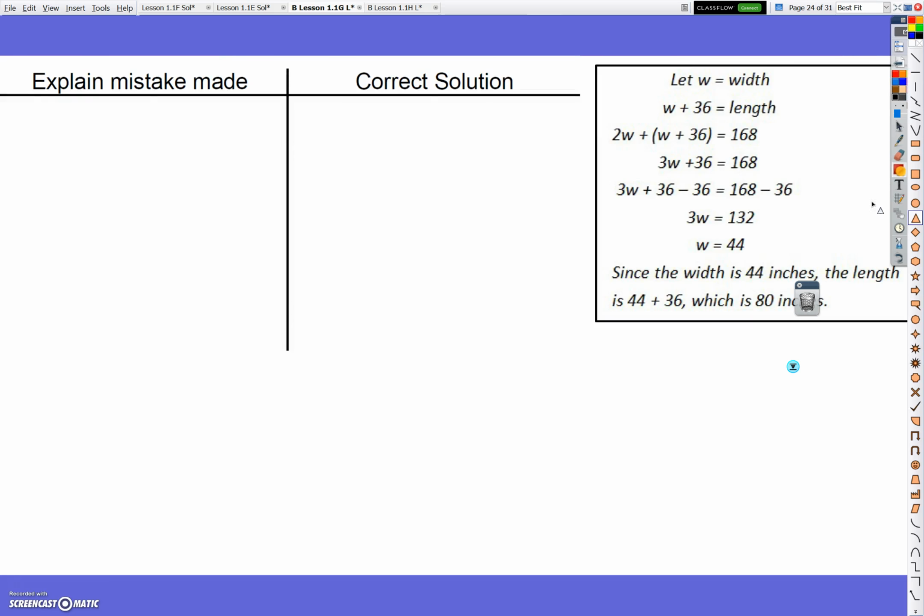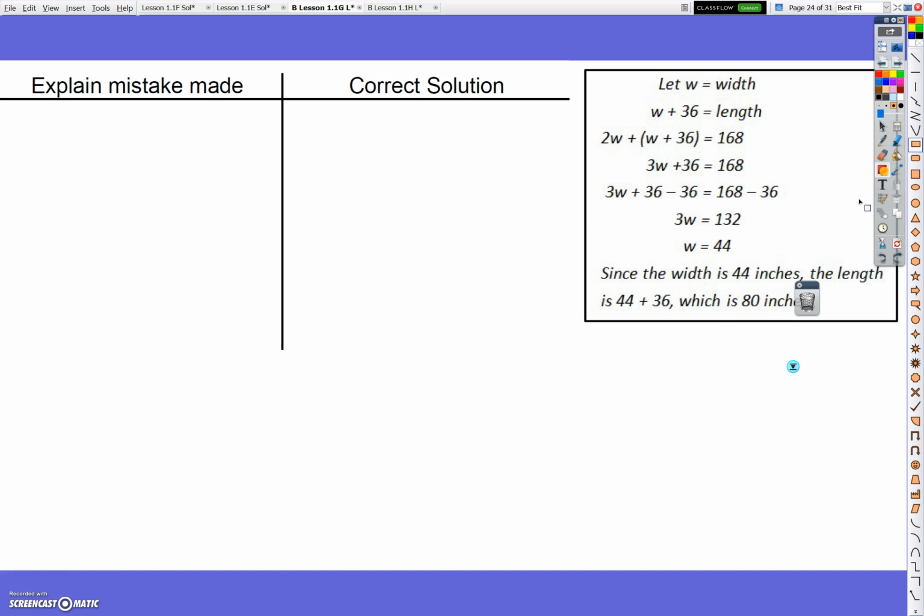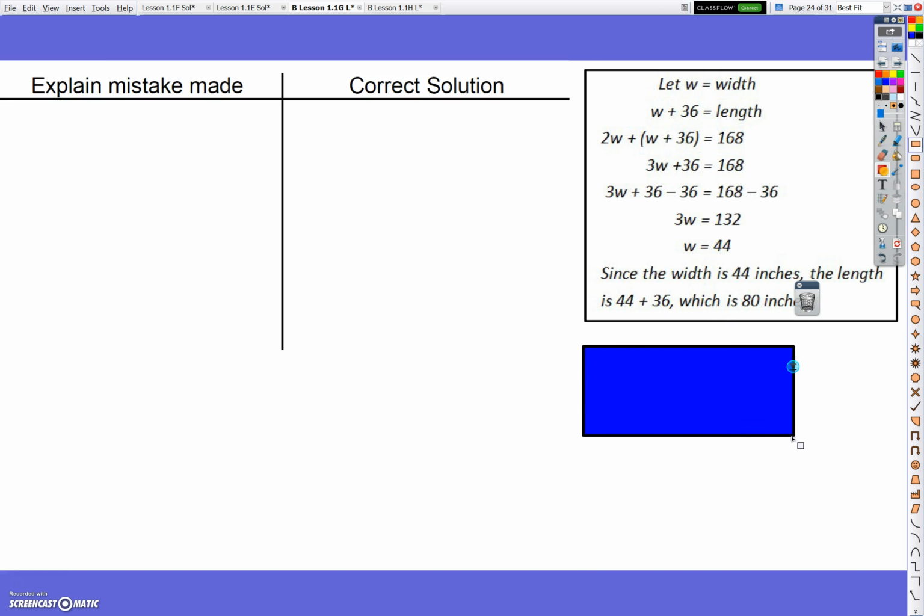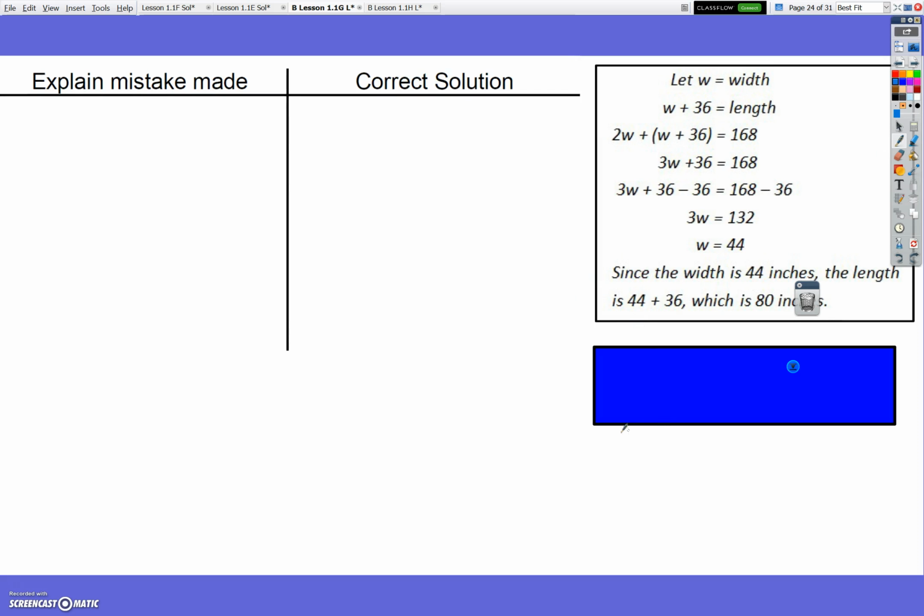Really quickly, what I always do is I draw a rectangle. So this is my kitchen table. It says the length is 36 more than the width. This would just be my width. This would also be w plus 36, and this would be w. Remember, we're talking about perimeter here. Perimeter is the distance around the outside of the table, and they said the perimeter is 168.